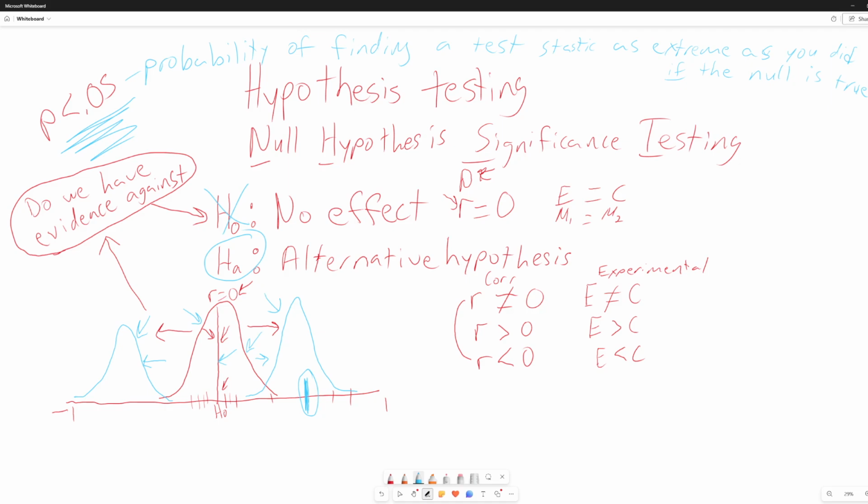Now, in real scientific writing, we tend to just use the language of there is a significant effect or there is not a significant effect. But again, behind the scenes, the logic of null hypothesis significance testing is that we either found a significant effect or we did not find a significant effect. And finding a significant effect, again, means that p is less than 0.05. We found a significant effect.